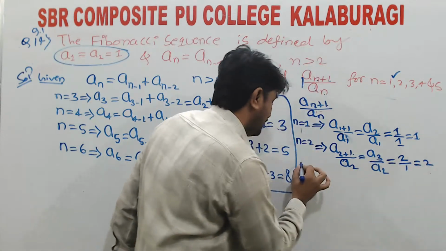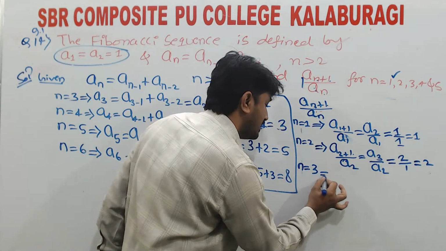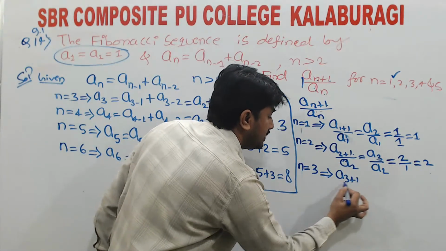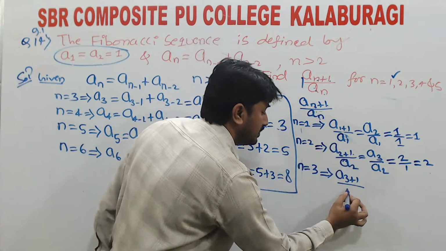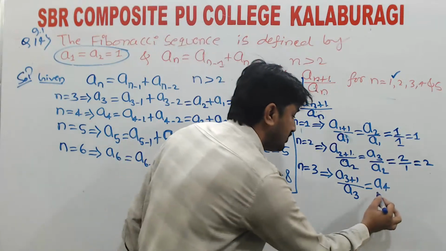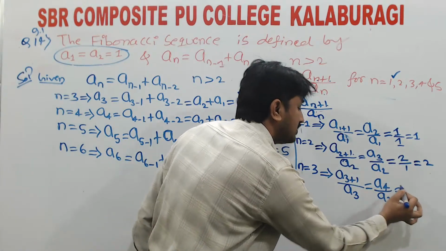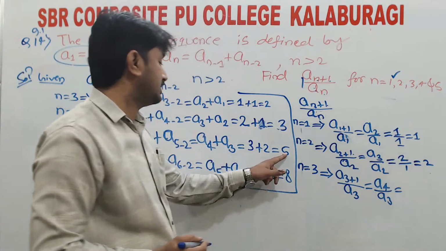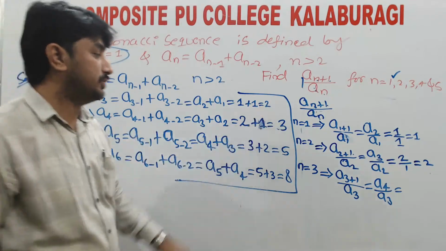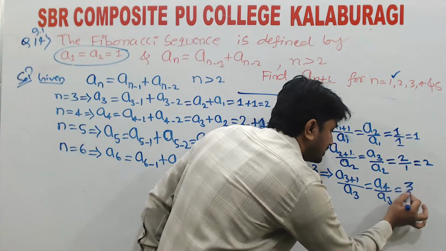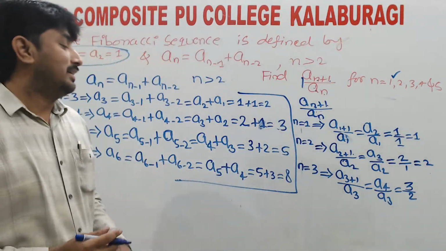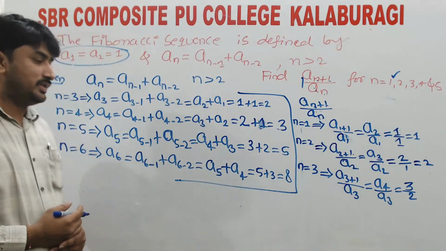Next I am taking n equal to 3. Apply here n equal to 3, a3 plus 1 divided by a3, where a3 plus 1 is a4. It means the fourth term divided by the third term. Here the fourth term value is 3 and the third term value is 2. It means if you put n equal to 3, you will get 3 by 2 as the result.